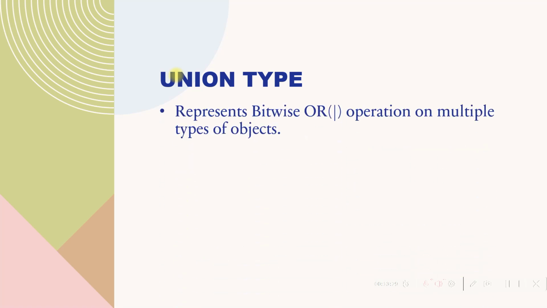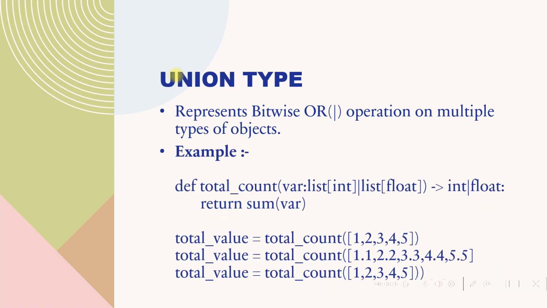This type basically represents bitwise OR operation on multiple types of the objects. So for example, you can see here what it is doing. It is saying that there is a function total_count, and this function accepts one parameter, and the name of the parameter is var, and the data type that this function can accept is either list of integer or list of float. So this bitwise is used to separate the type of the object this function can accept.